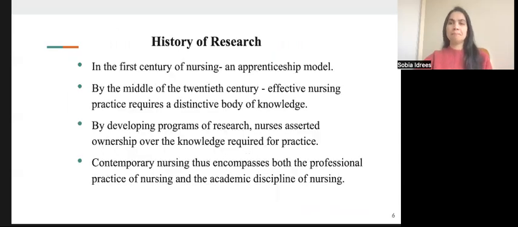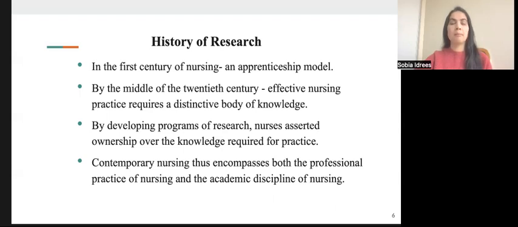Let's talk about the history of research in nursing, how it started and came about. In the first century of nursing, the intellectual dimensions of nursing remained implicit. Nurses were trained using an apprenticeship model. So what was that model and how was it practiced? In that model, nurses worked long hours at the bedside, and those hours were supplemented by some pearls of wisdom dispensed by medical doctors or physicians.